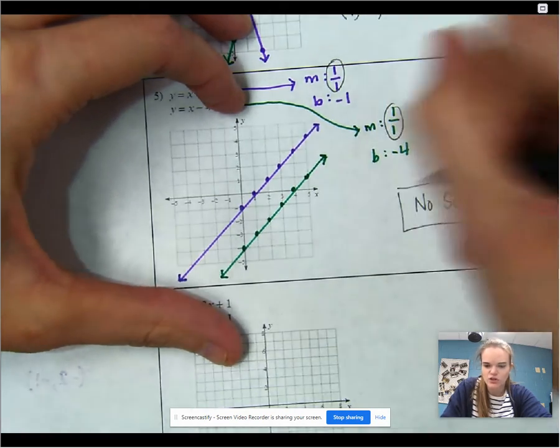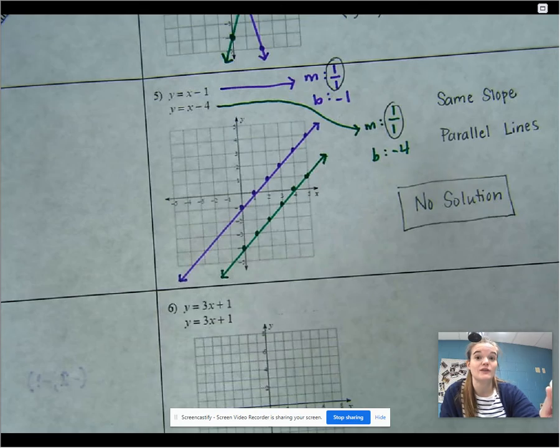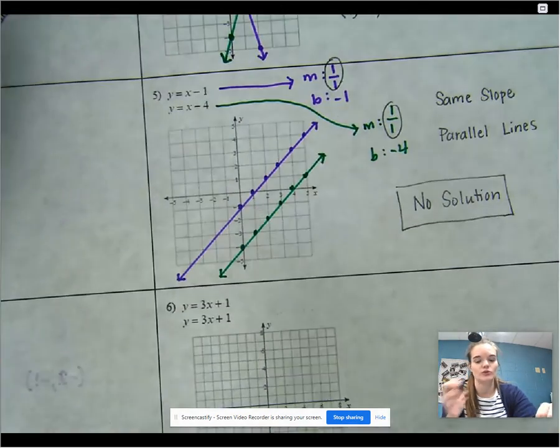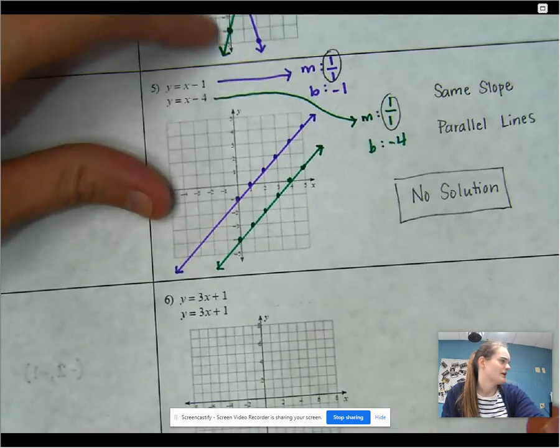That's the answer. You know you have it without graphing it. You don't have to graph it. If you have the same slope, you know it's no solution. Let's talk about number 6.